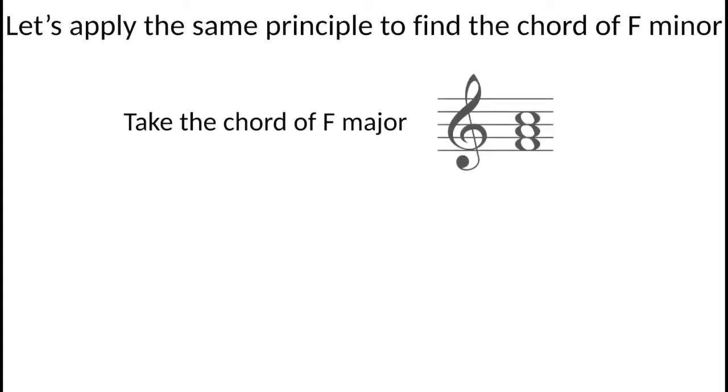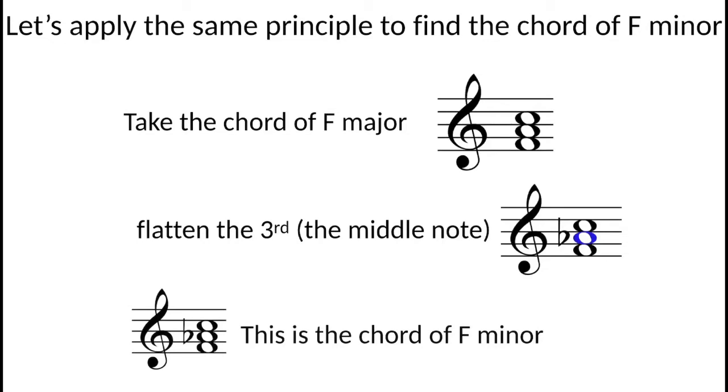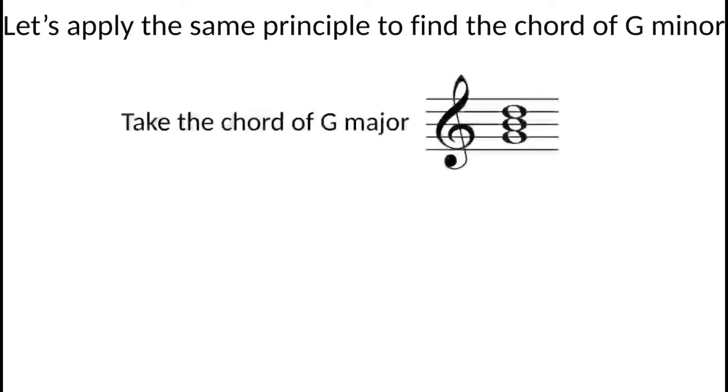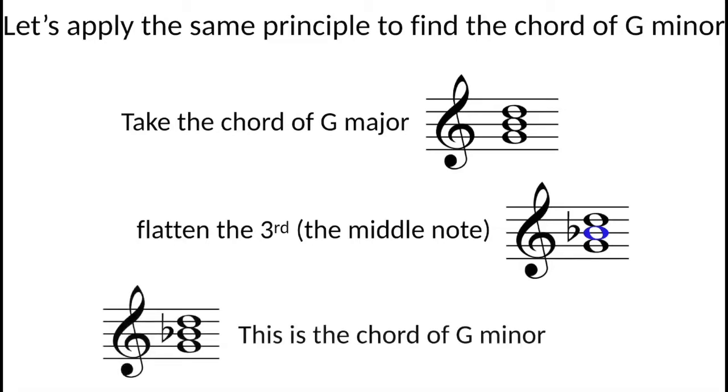Okay, so looking at the chord of F minor, how do we find that? So we take the chord of F major, we're looking for the third, that's the middle note. We flatten that third to give us an A flat, and that gives us the chord of F minor. We'll look for the chord of G minor, same idea, we take the chord of G major, we're looking at the third, that's the note in the middle there, the B. I'm going to flatten that note, reduce it by a semitone in other words, to give us a B flat. And those 3 notes there, G, B flat, D, they form the chord of G minor.